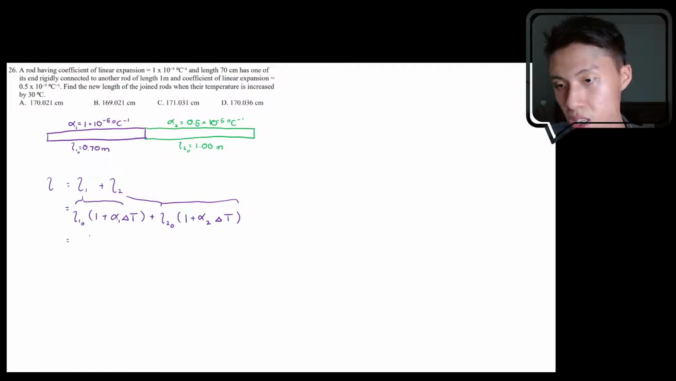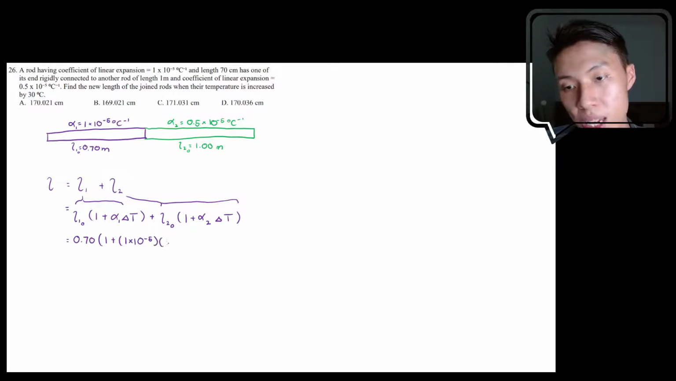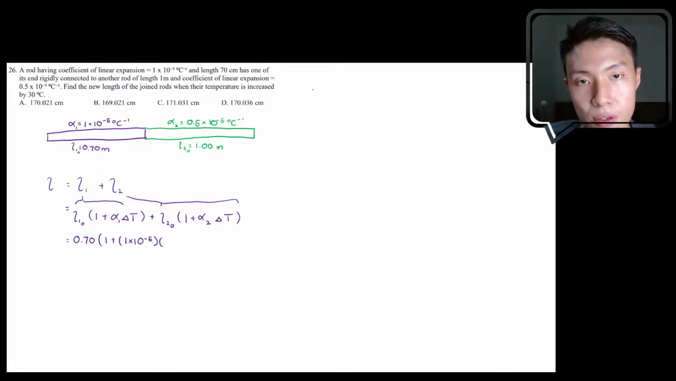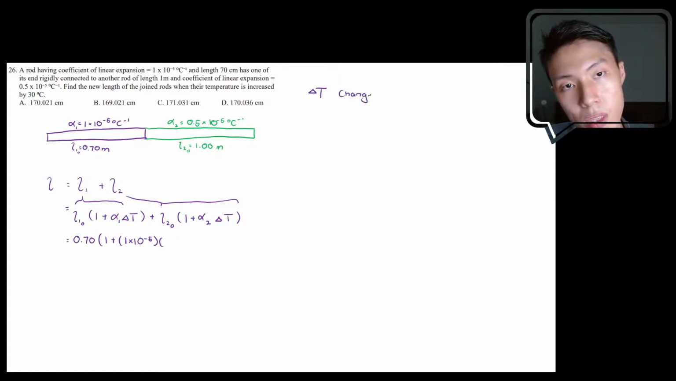You can continue to do your substitution. The length of rod 1 is 0.70 times 1 plus alpha, which is 1 times 10 to the power of negative 5, times the change in temperature. Some might be wondering whether you need to change to Kelvin or to degrees Celsius. Well, if you see that what you're focusing on is delta T, the change in temperature, then you don't need to convert.